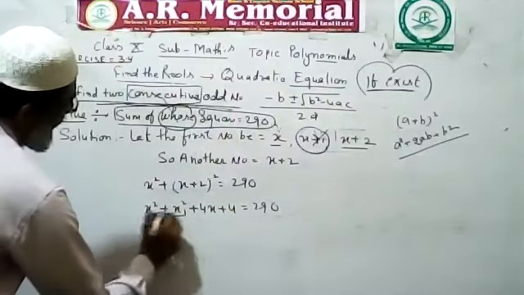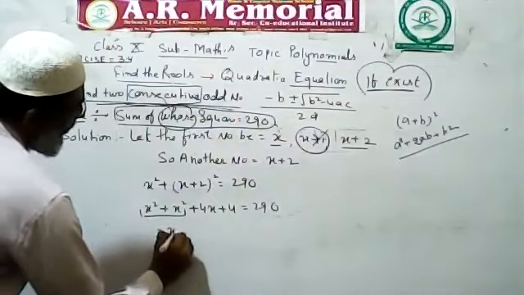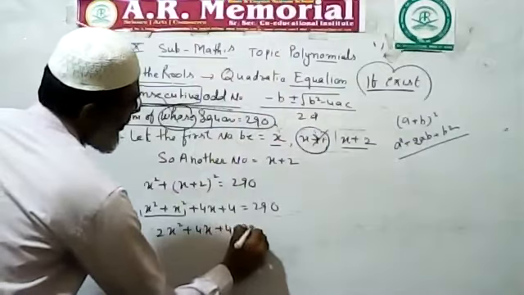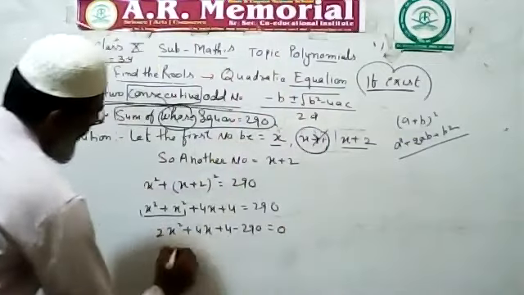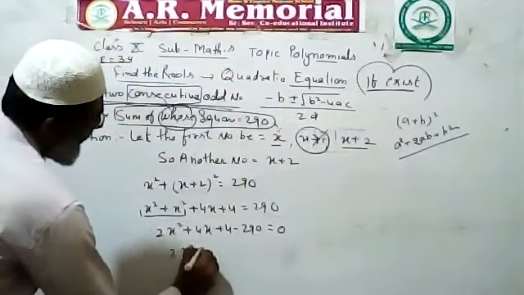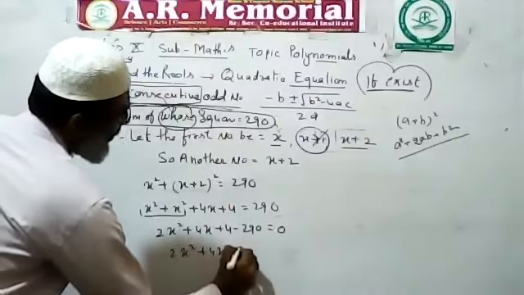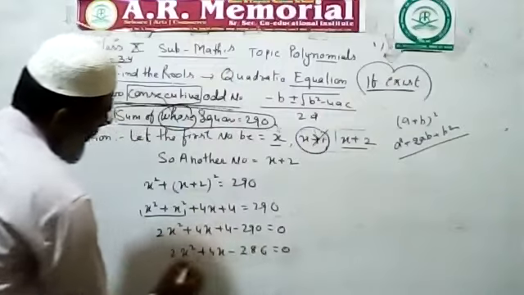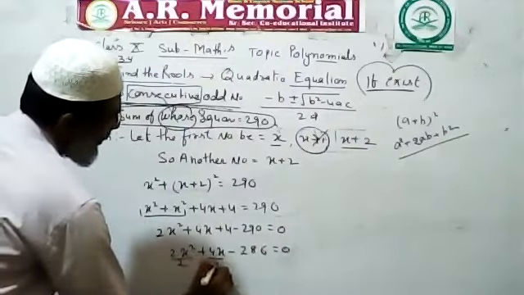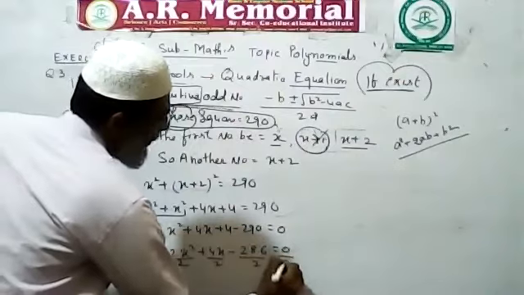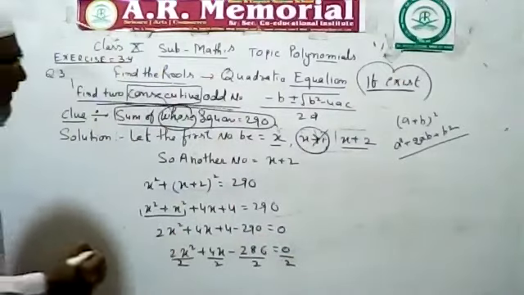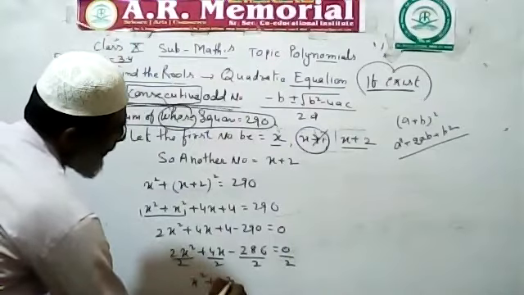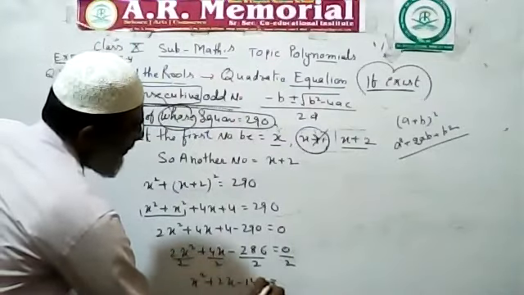The x square terms are the same category. So 2x square plus 4x plus 4 minus 290 is equal to 0. Here, 2x square plus 4x minus 286 is equal to 0. Now this is divided by 2, this one divided by 2, this one divided by 2, this one divided by 2. So x square plus 2x minus 143 equals 0.